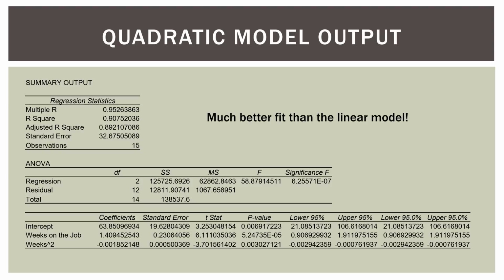So overall, this is a much better fit than the linear model. Our R squared is quite a bit higher, our standard error is quite a bit lower, our mean square error is about half of what it was, and both of our coefficients are significant. So everything here looks pretty good.